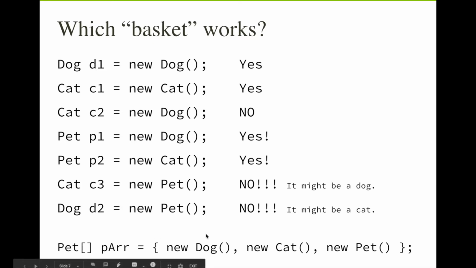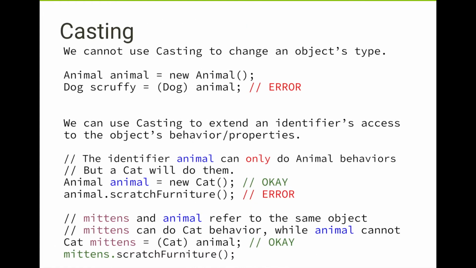I can put a dog, I can put a cat, and you know what else you can fit into a pet basket? A pet. Yes, yes, yes, this will work. I can put a dog, a cat, and a pet into a pet basket. Very cool. All right, let's look a little bit more at some of the nuances of casting. So I can create an animal, and I can put the animal into an animal basket. That works just fine.